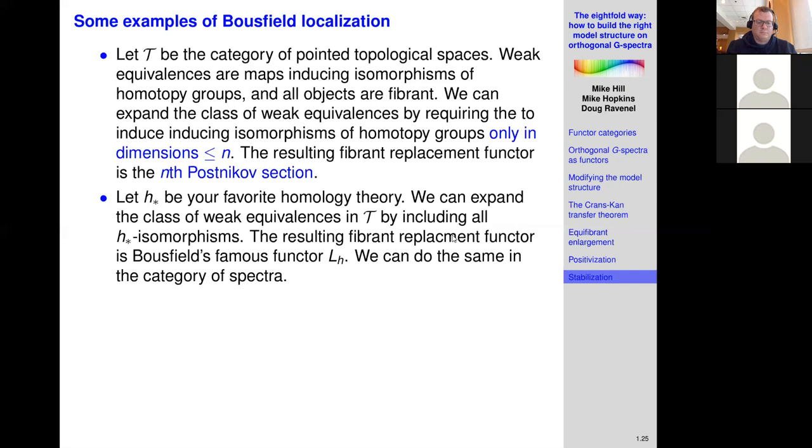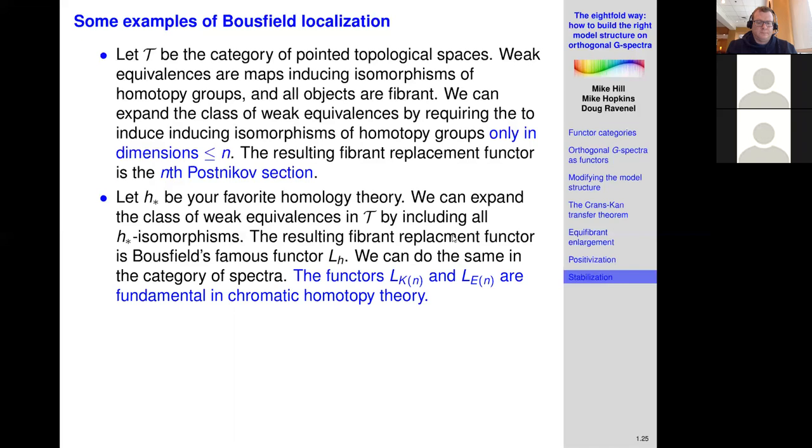You can do the same thing in the category of spectra, and in the category of spectra, the functors L_{K(n)} and L_n are fundamental tools in chromatic homotopy theory. And these are the functors that make chromatic homotopy theory possible.